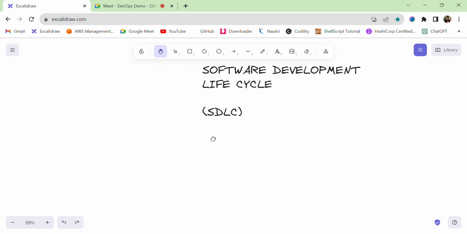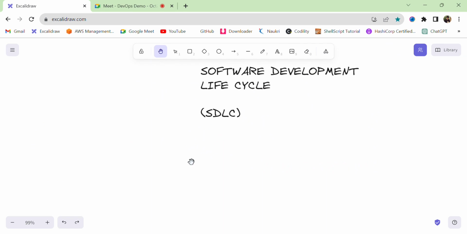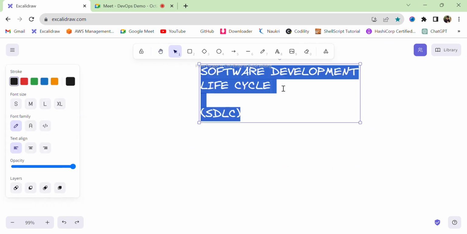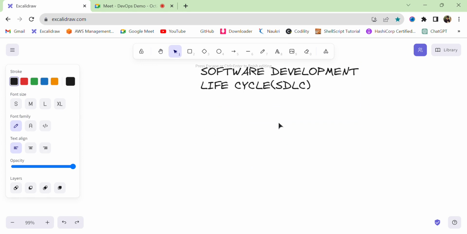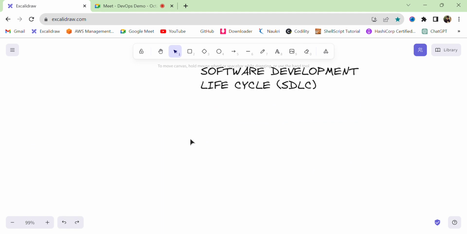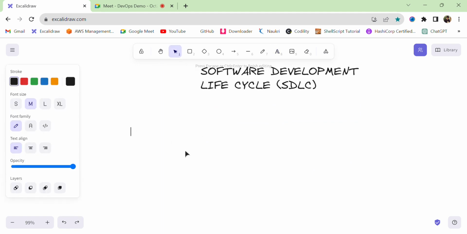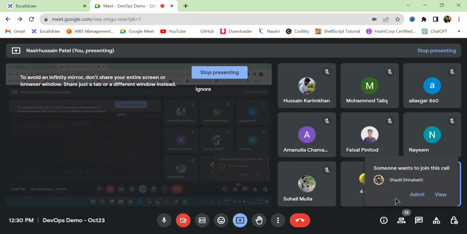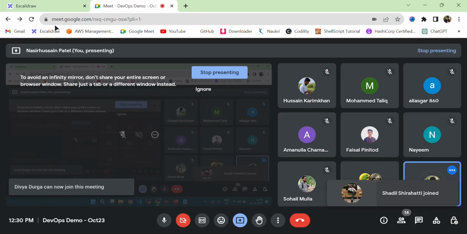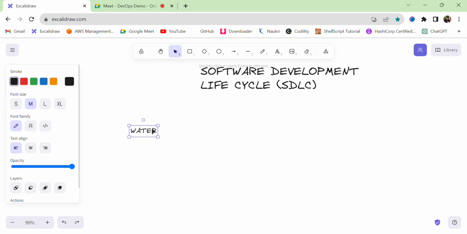Later on, when DevOps was introduced, this software development lifecycle had two different processes. You can call them processes, methods or methodologies, whatever you feel like. So the software development lifecycle has two different processes. The first process is called the waterfall methodology.